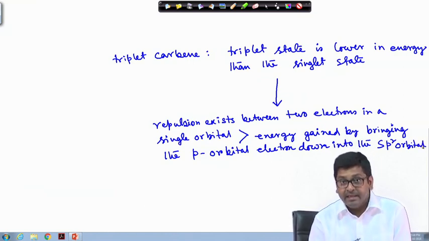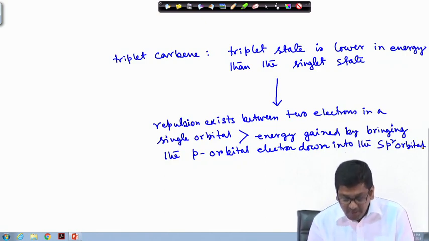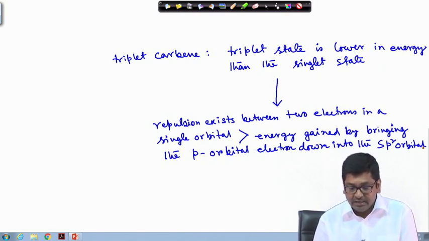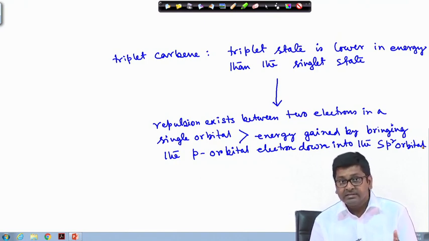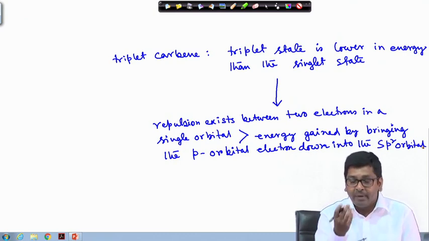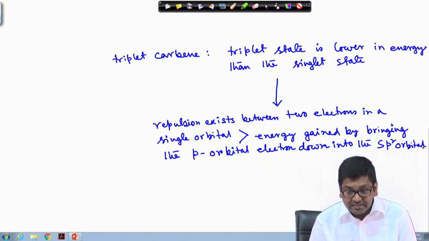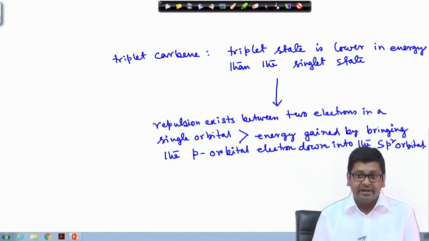If we make it very simple, when two electrons are in a particular orbital, for example an sp2 orbital, they will have some repulsion, and that has some repulsive energy. If we bring down an electron from the p orbital to the sp2 orbital, it will gain some energy. Depending upon which one is higher and which one is lower, these carbenes will be in a triplet or singlet state.